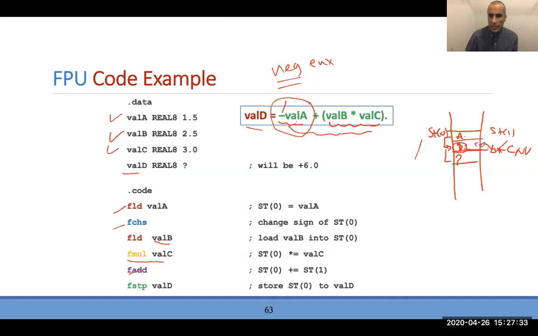The new value. That's going to be the top of the stack. Okay, so if the top of the stack is the new value, which is the result, we're going to copy that value to where? To the D location. Okay, so you're going to see the instruction right here. Change sign, load B, and then now we're going to multiply C with the top of the stack, which is B. That's what I said right here, B. And then now we're going to add ST1, which is A, the one we loaded in the beginning, to the top of the stack. Then the result's going to be in the top of the stack automatically because you have no operand. And then now we're going to store the top of the stack in the memory D, or the D memory.